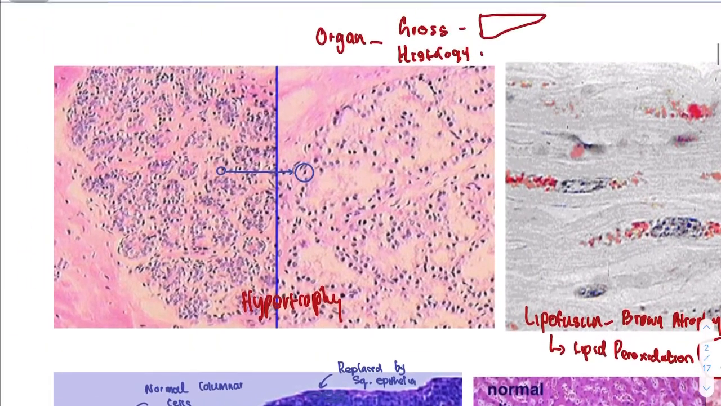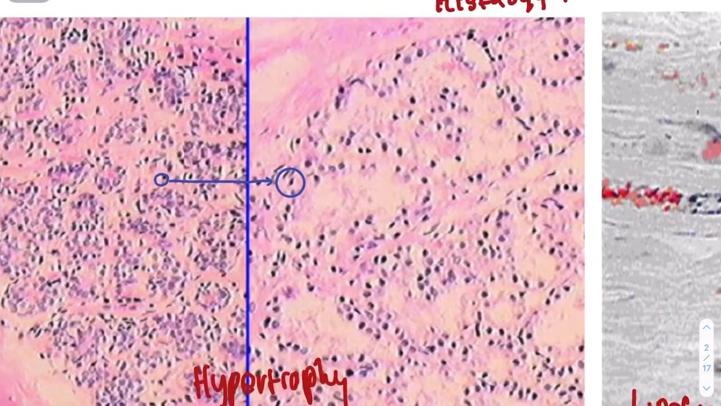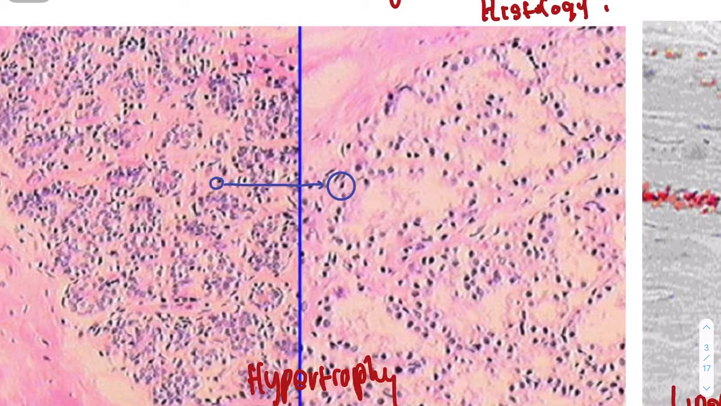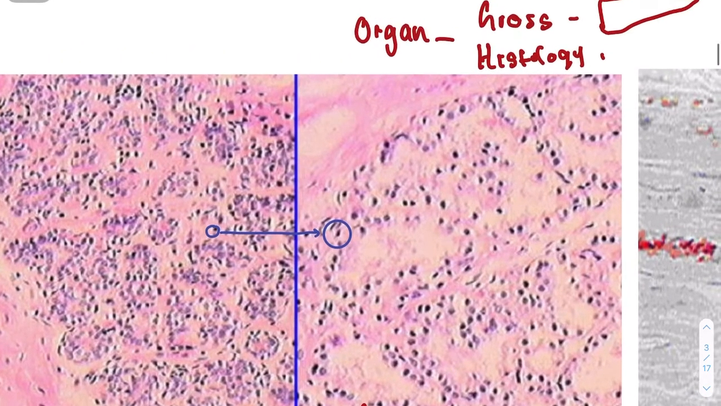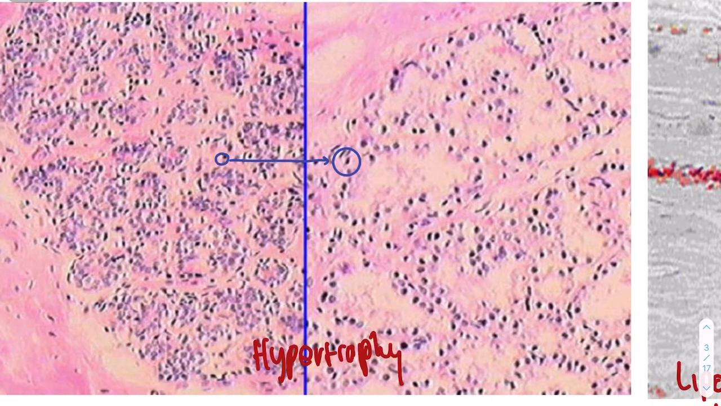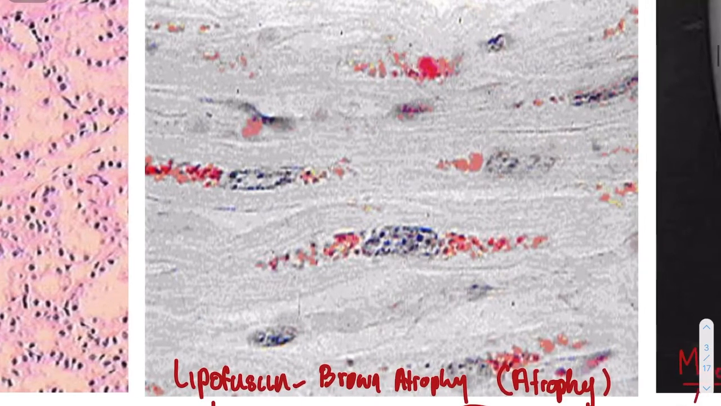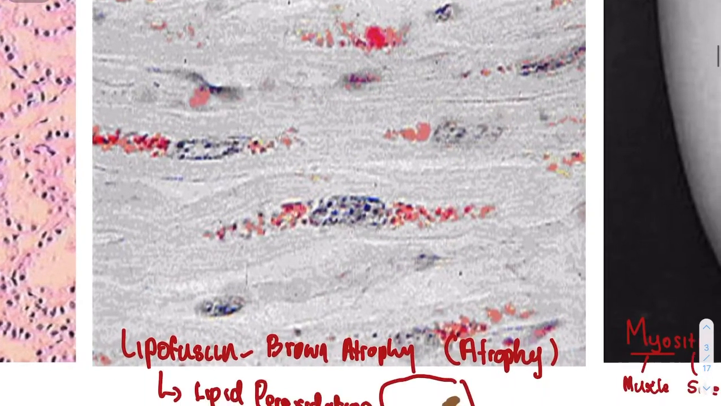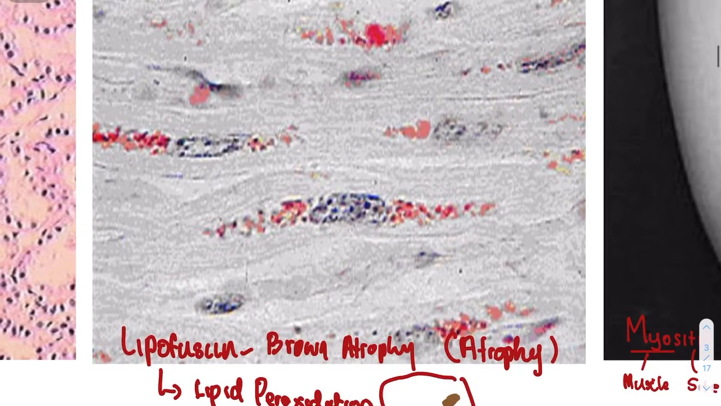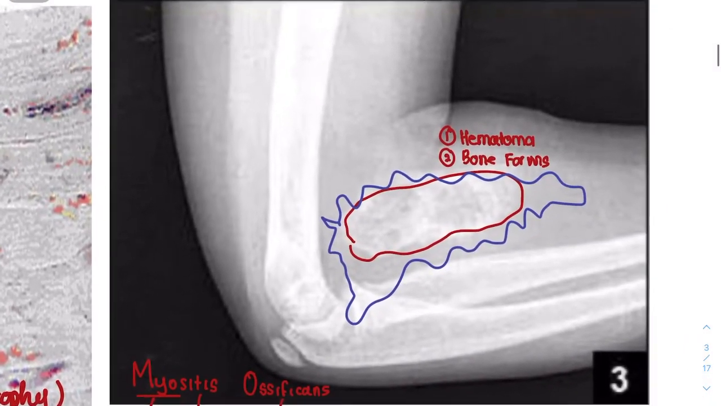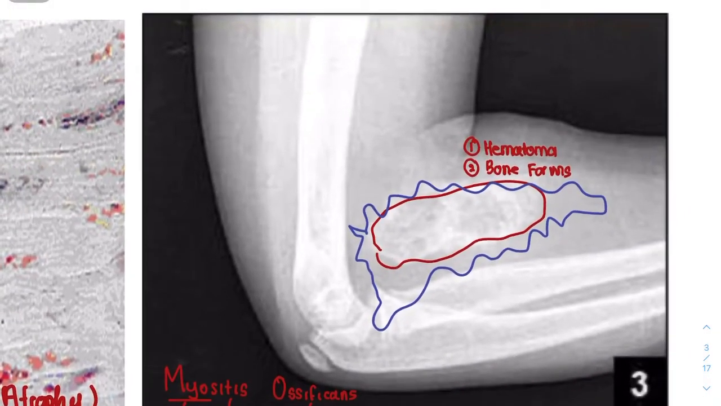And we are going to talk about the slides and gross anatomy. So first, hypertrophy. This is a bit difficult to distinguish by itself, but you can see the cell size has increased. Next, these are lipofuscin or brown atrophy granules. You can see the granules. This occurs due to lipid peroxidation, and this is a very important condition.